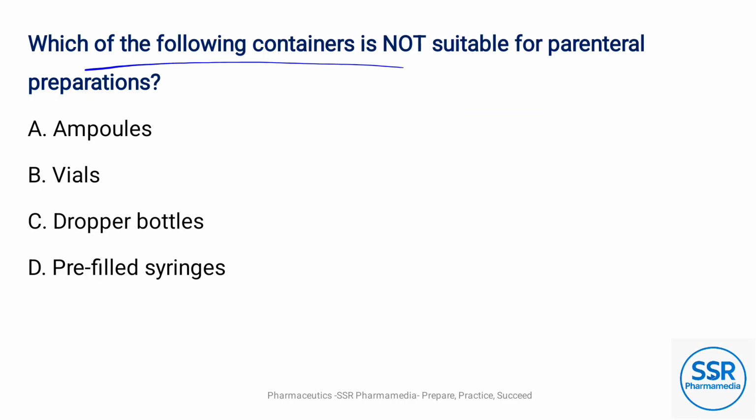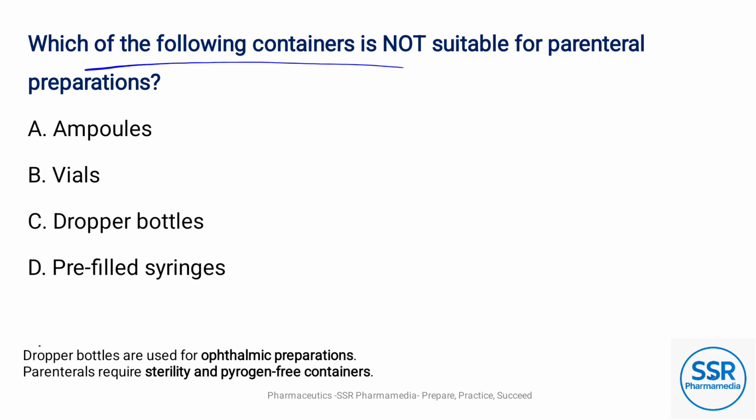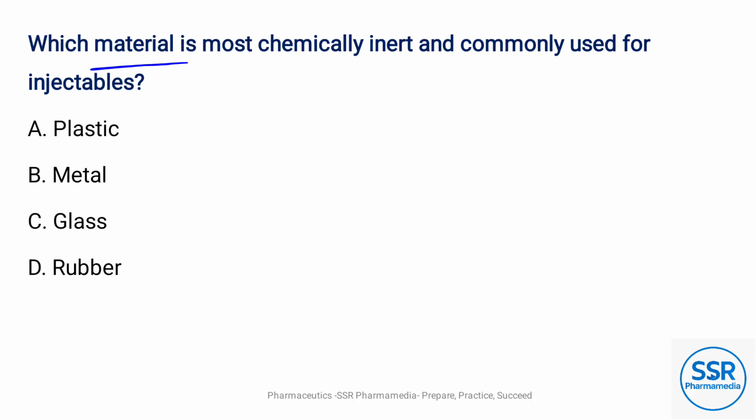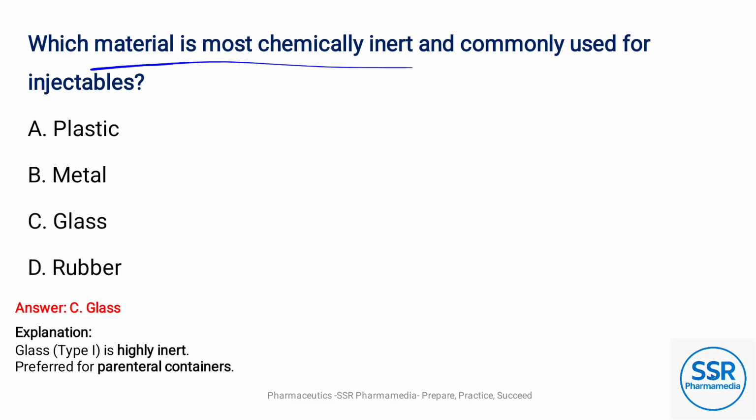Which of the following containers is not suitable for parenteral preparations? So option D, droppers, bottles. Which material is most chemically inert and commonly used for injectables? So option C, glass.